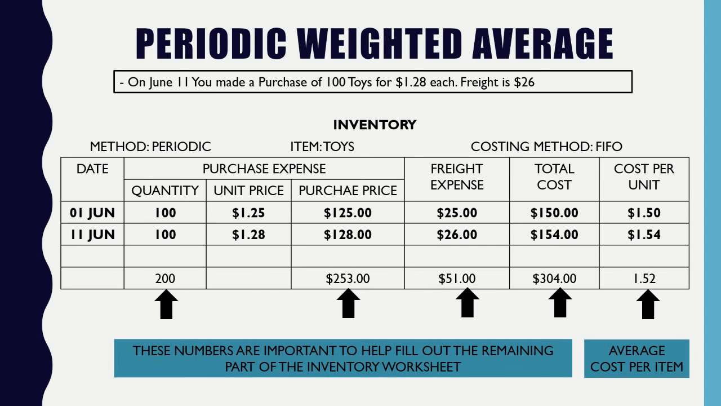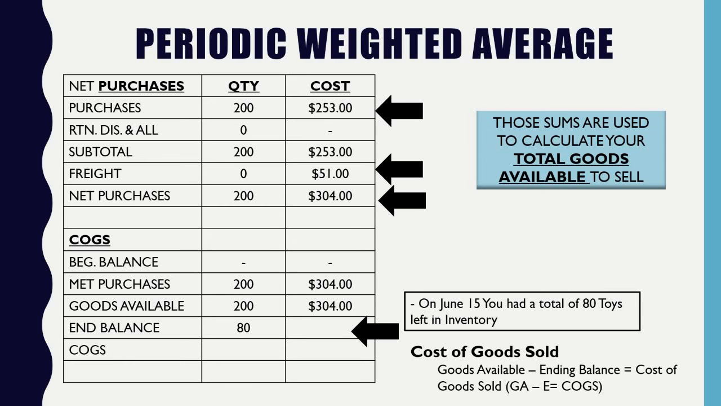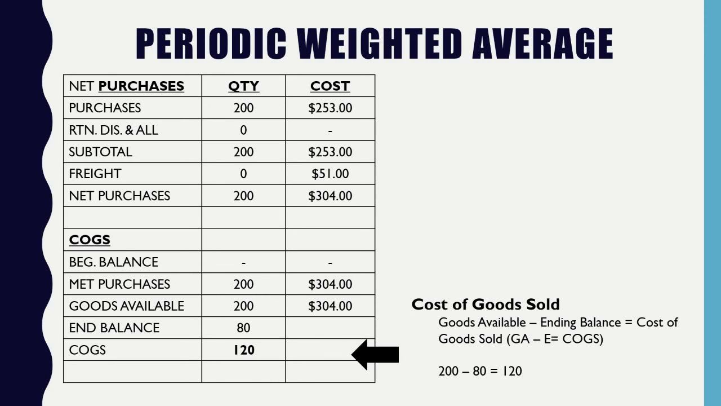And that is it. So here I've recognized that you do need this average cost, right? So we apply it to our table, and we notice that here we entered in the 200 for the 253, making us a grand total of, again, with the freight included, 200 items at $304. Again, we recognize that at the end of the period, you need to have at least 80 toys left in inventory. Now, how do I solve for my cost of goods? It's pretty straightforward. If I have 200 and I have at the end of the day 80, I have sold 120 items.